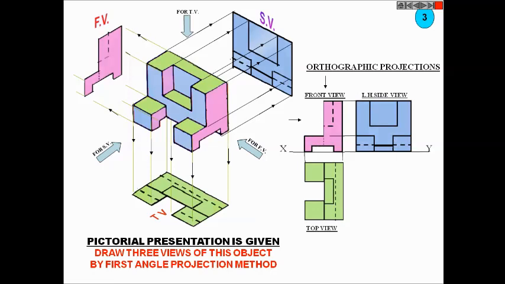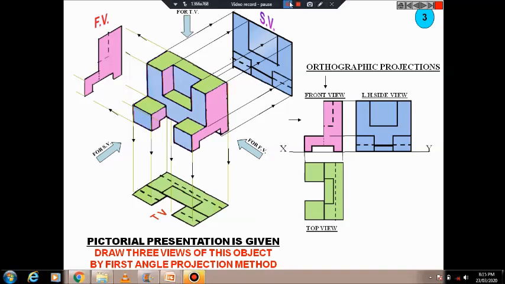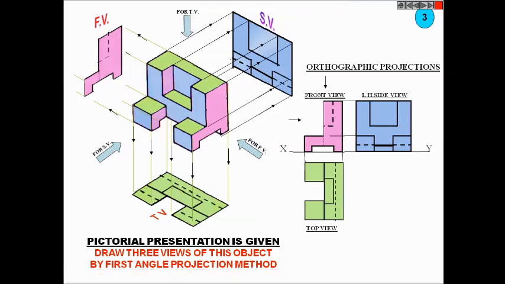In this video, we have seen how to identify the different views from the given object. Also, we have seen how to use the object lines and hidden lines. In the next video, we will see some more problems related to the orthographic projection.